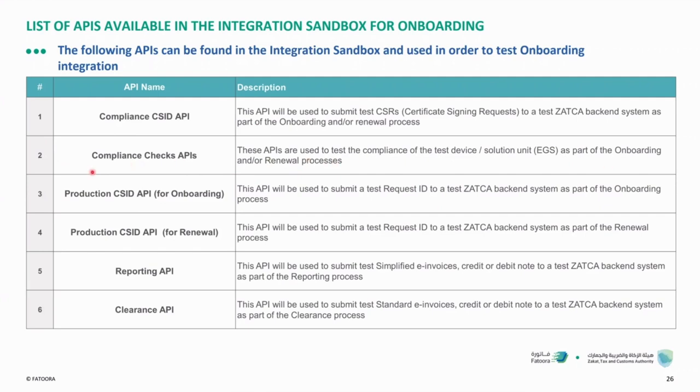And then next, you need to call the production CSID API for onboarding. This is when you want to onboard an individual unit. This API will be used to submit a test request ID to test the ZATCA backend system. This is the final step, actually. Then you'll be able to either report or clear, or both, of course, depending on the type of invoices that the system is generating. Now, of course, the certificate that you have for CSID will have an expiry date. So we also introduced an API to do automatic renewal from the system, to automate the renewal of the certificates.